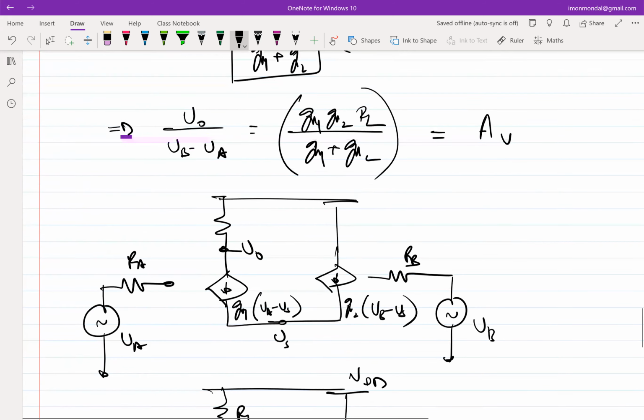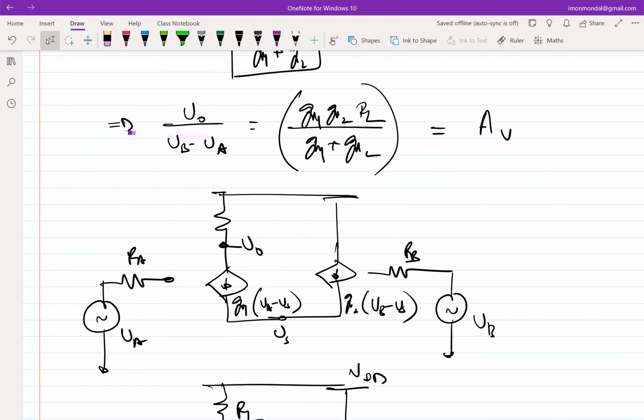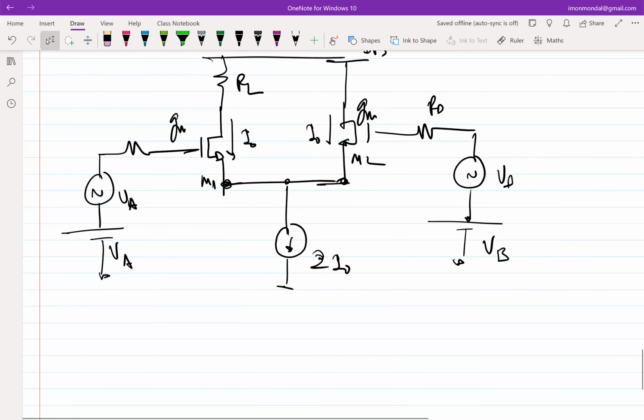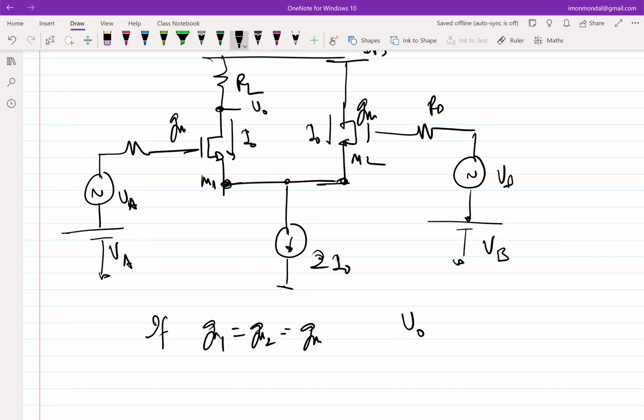The transfer function is what? AV is equal to, I can say, gm1 gm2 by gm1 plus gm2 times RL, right? Where gm is gm1 times gm2 by gm1 plus gm2. And if gm1 and gm2 are identical, then V0 becomes minus gm by 2, times (VA minus VB), times RL, obviously.